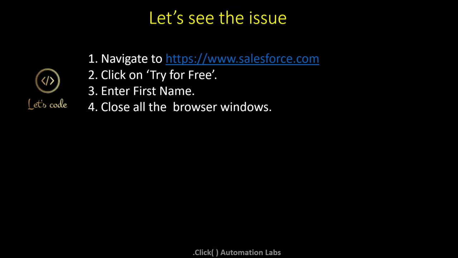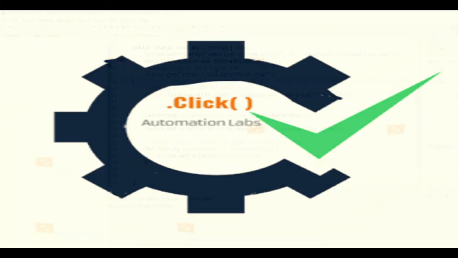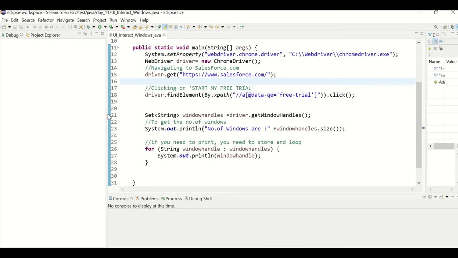Okay guys, so let's see in general what kind of issues we face if two windows or two tabs are open. So let's see this example. We'll navigate to this site, click on try for free, enter first name and close all the browser windows. This is a manual test scenario which we need to automate. I got this requirement from my team and I would like to automate it. Then what kind of issues will I face and what would be the solution for this? So let me automate this.